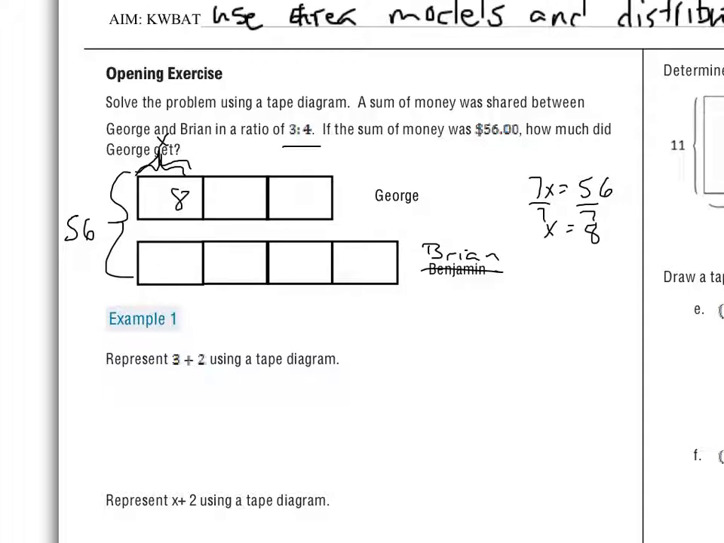So this is 8, and 8, and so on for each part. So we can see that Brian is 4x, or 4 times 8, which would be 32, and George would be 3 of the x, which is 3 times 8, which is 24.